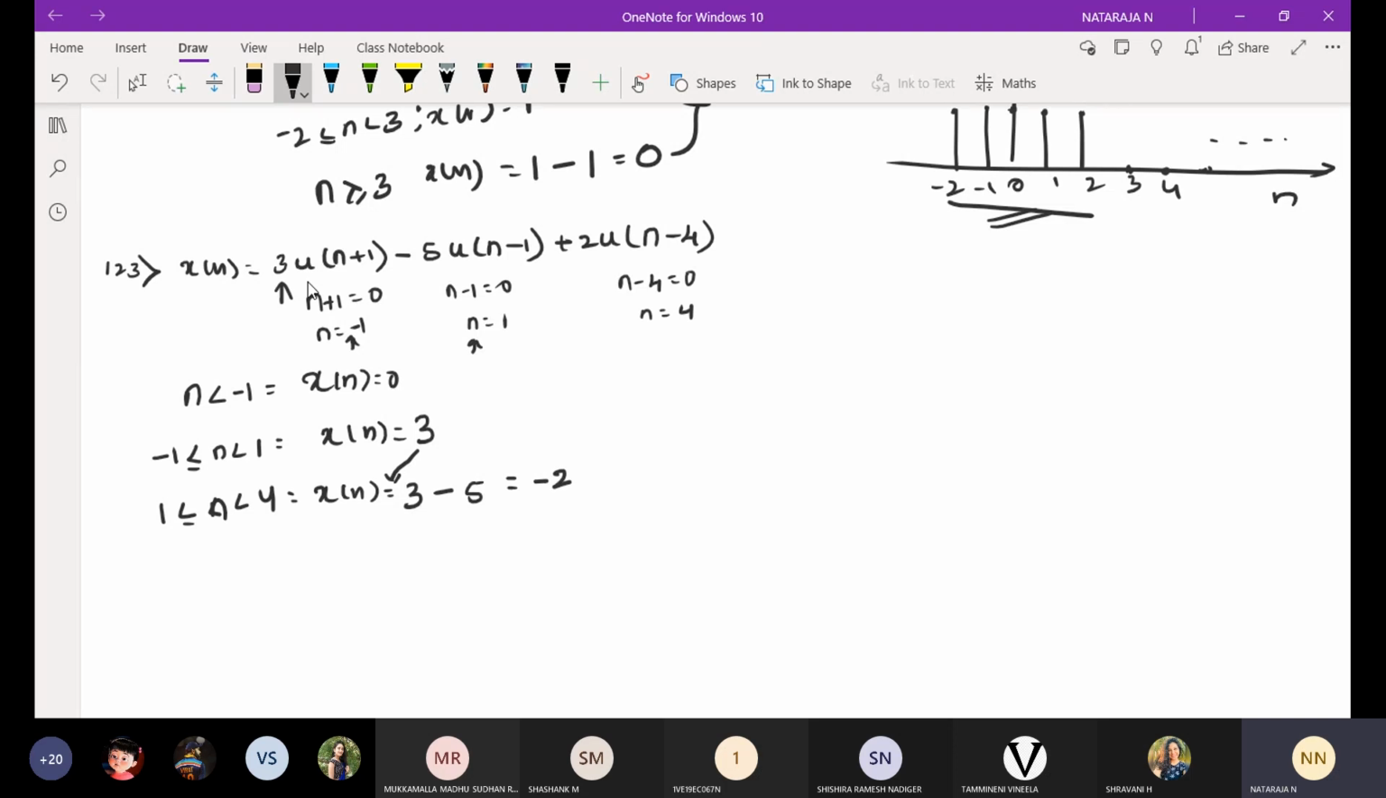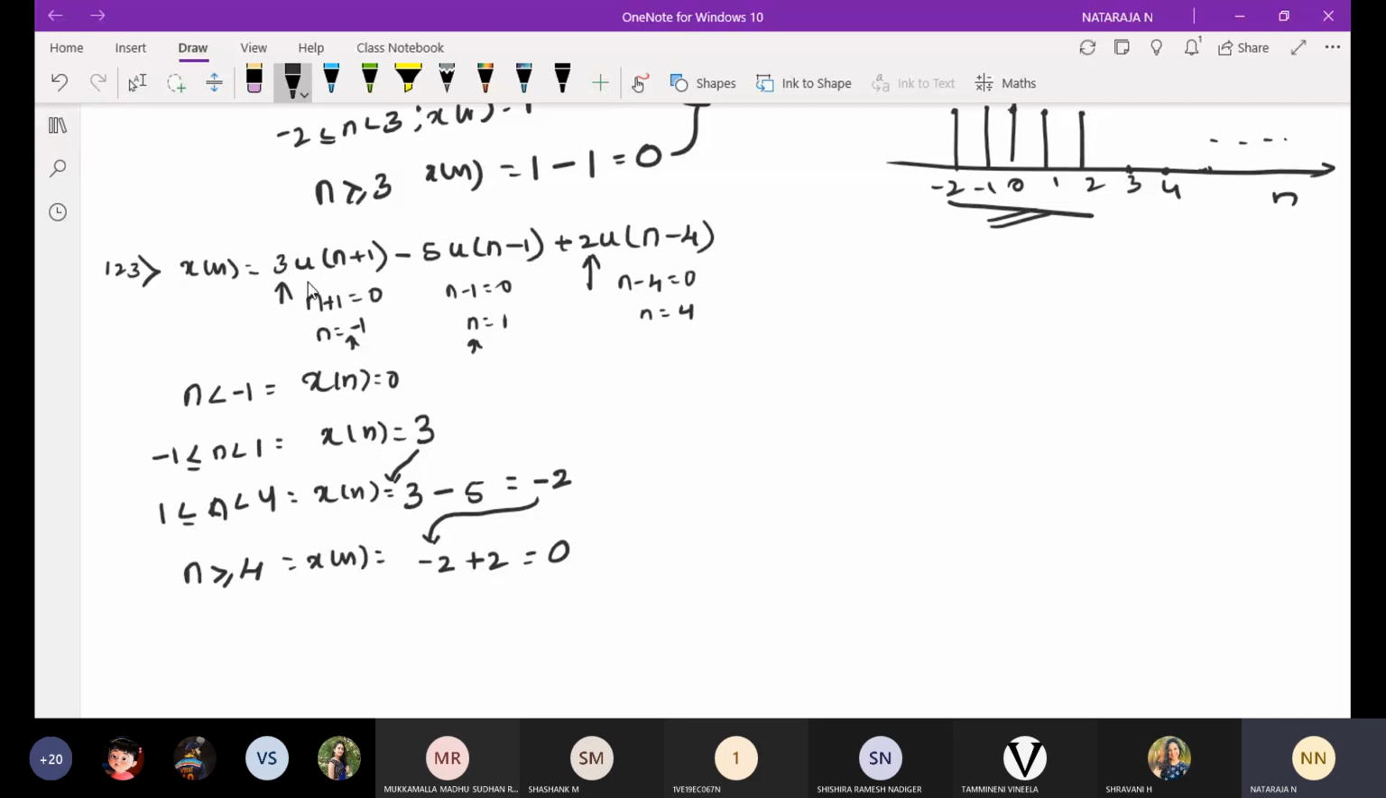Now n is greater than or equal to 4, where x of n is equal to, what is the previous output I got? Previous output minus 2, no? Yes, sir. That will be coming over here, minus 2. Then what is the present value I am going to consider? After this, the present value will be plus 2. Plus 2 minus 2, 0.